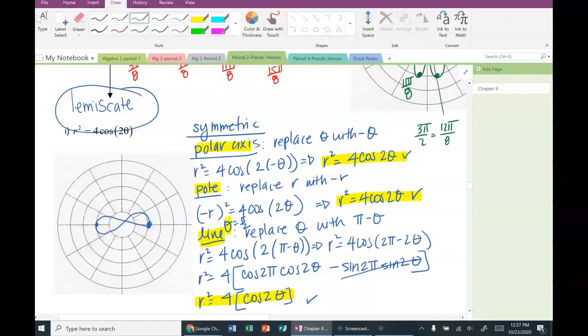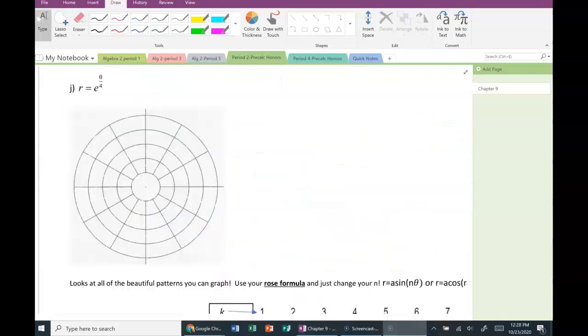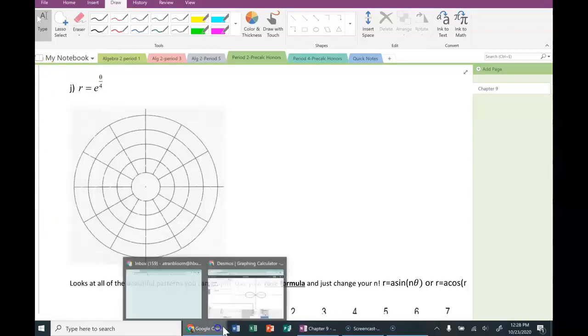Just like that. So for this example, we have one last one, and this is definitely all calculator. You can't really do e to a power of some angle without one. So I will now find my calculator one more time. Okay, let's find my decimals one more time and graph that.